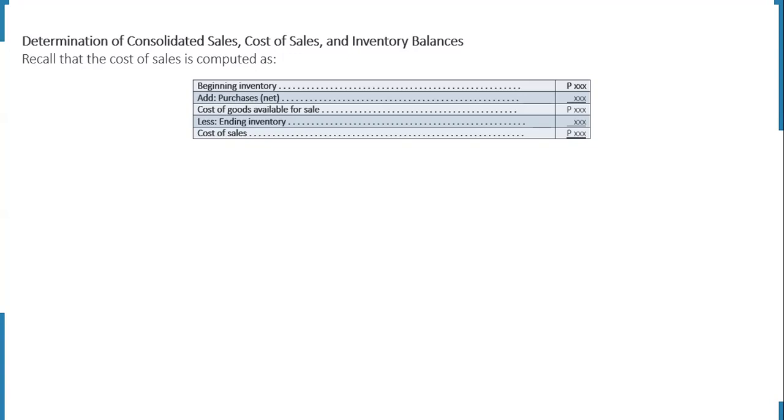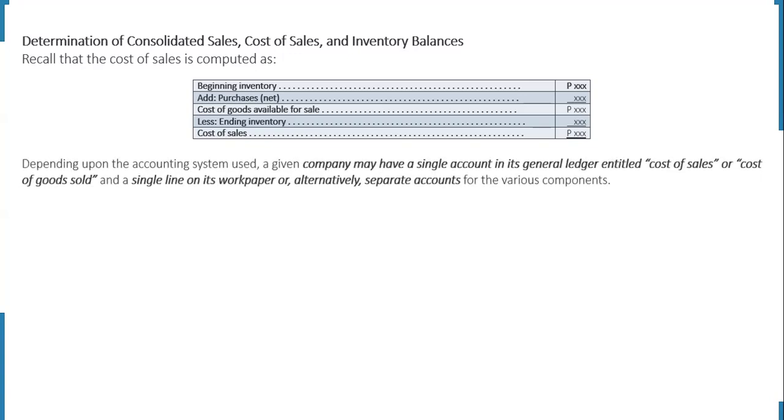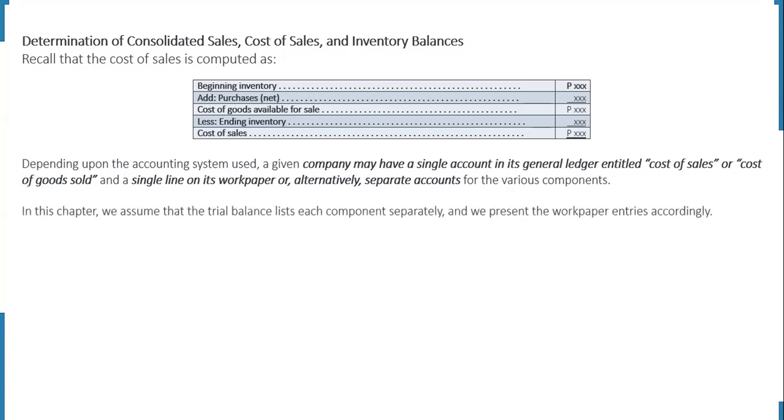Now, this is the process if we are referring only to a merchandising concern. Depending upon the accounting system used, a given company may have a single account in its general ledger entitled cost of sales or cost of goods sold and a single line on its work paper, or alternatively, separate accounts for the various components. In this chapter, we assume that the trial balance lists each component separately and we present the work paper entries accordingly.